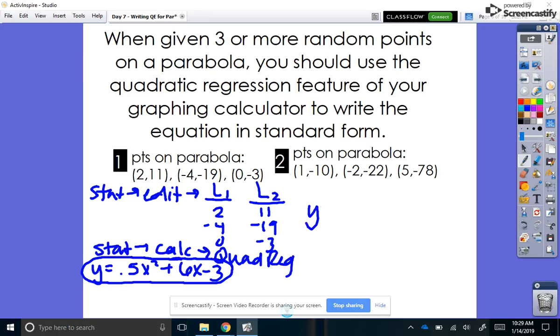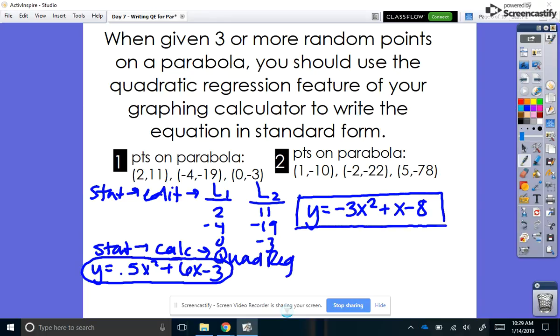And make sure that you're seeing y equals negative 3x squared plus x minus 8. If you're not, pause your video, ask a neighbor, see if they can help you. Or if I'm here today, just come up and ask me and I can help you. So given 3 points, use the regression feature on your calculator to put it in standard form.